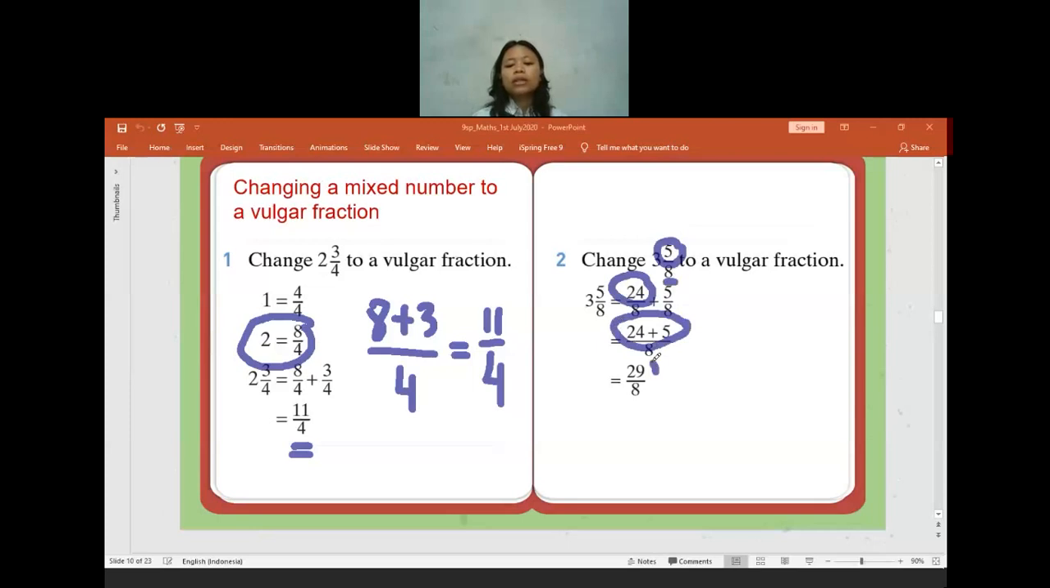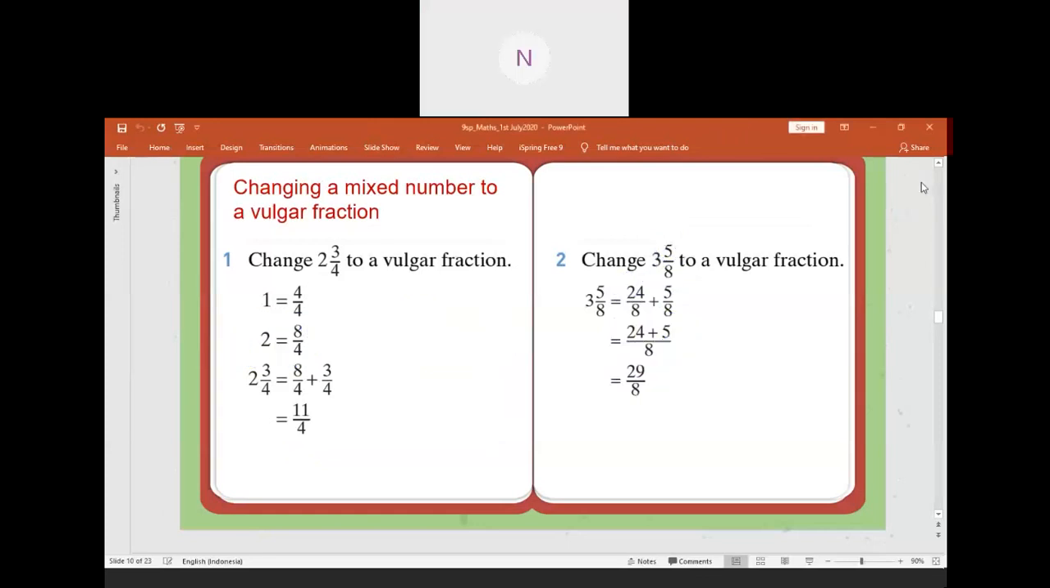That's why it will be 29 by 8. Is there anyone who is confused? No, teacher. Okay, if no one is confused, let us continue.